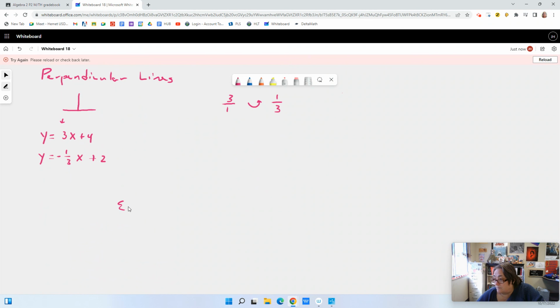say 10x plus 5y equals 5, and negative x equals 2y plus 16. And I need to know, are these lines either parallel or perpendicular or neither? The first step would be to write them in slope-intercept form.